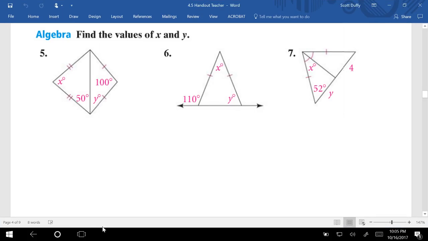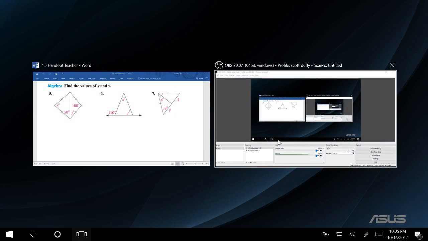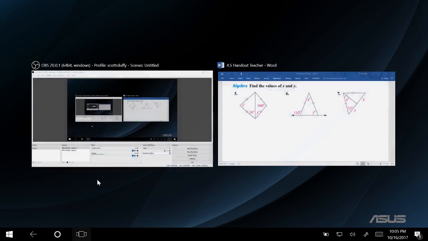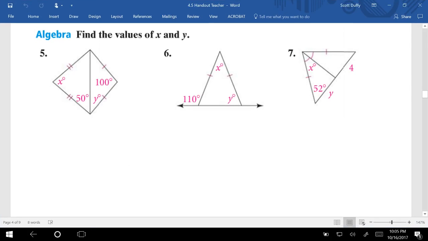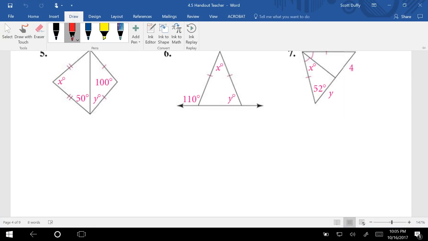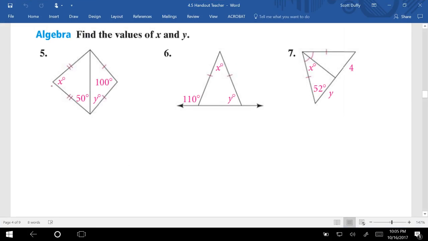Okay, so this is going to be really quick, hopefully. I'm going to do my best to explain this quickly and thoroughly. Now, what I see here is that I have an isosceles triangle right here, the outline.